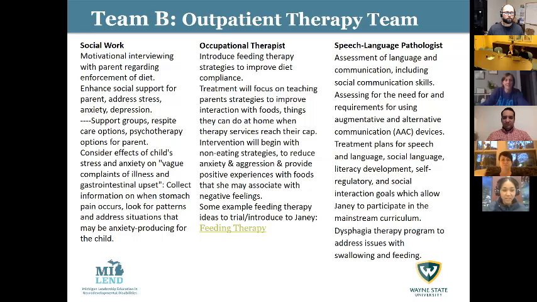So with Kristen's help, I was thinking like a social worker, and was thinking that motivational interviewing, especially with the parents, might be helpful to keep the patient adhering to her diet. And then we wanted to address the social support available to the parents.